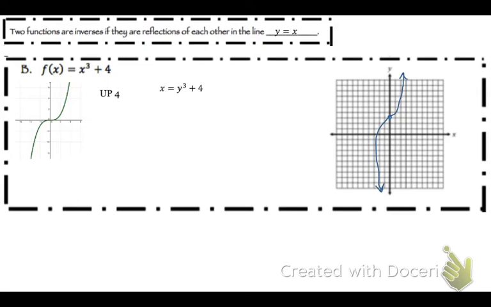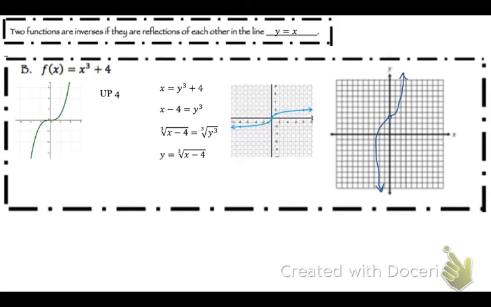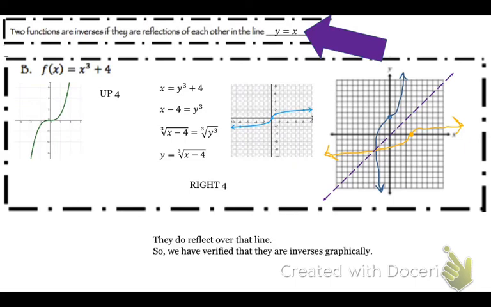We need to find the inverse, so I'm going to switch my x and my y's. Subtract that 4, cube root. So you get y equals the cube root of x minus 4. There's the cube root graph. That minus 4 is inside, so it moves it right 4. So I'm going to go right 4, graph that right there. It needs to reflect over the line y equals x. Boom. And it does. Super awesome. So they are inverses.